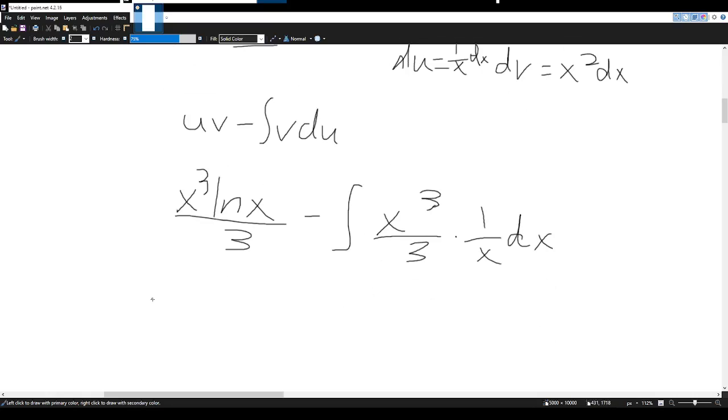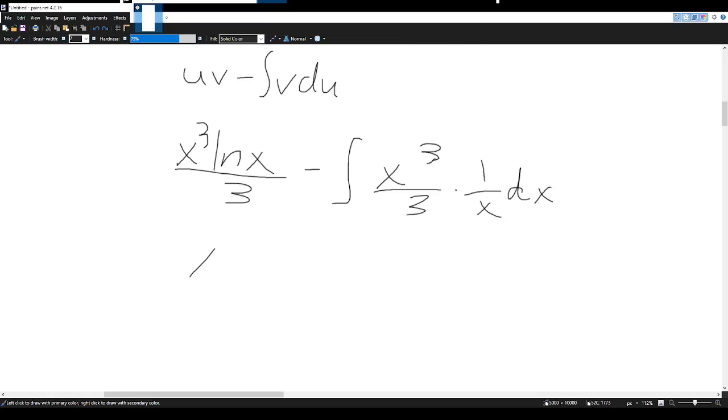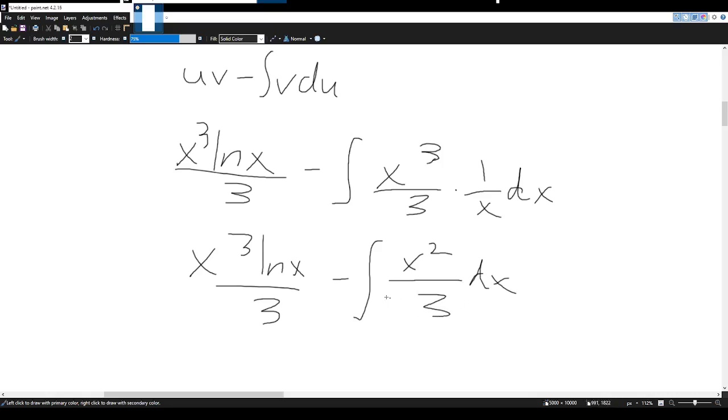Okay, so now of course we can simplify this further. Let me just make sure. Yeah, this part is correct. And that won't be simplified because it doesn't really look like something you can simplify. But anyways, you get x to the third, natural log of x divided by 3 minus, that'll cancel out with that, so that'll just be x squared over 3 dx.